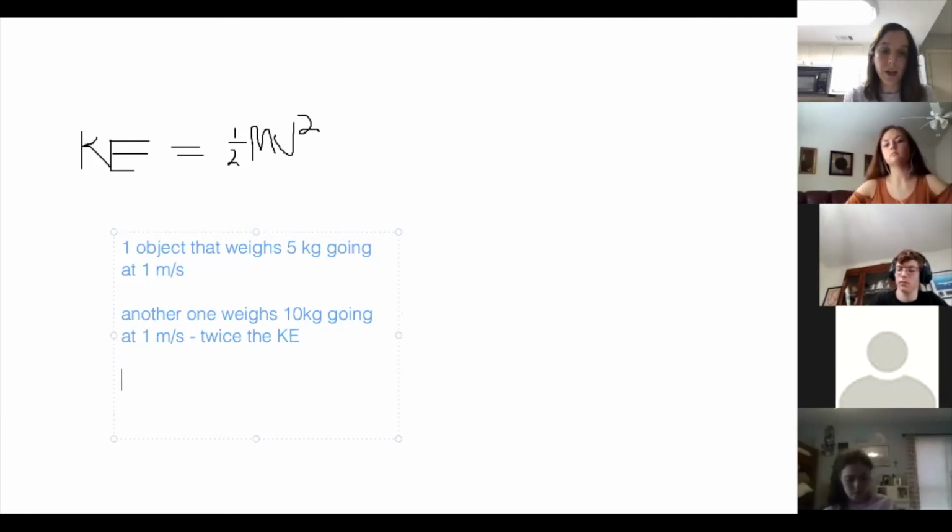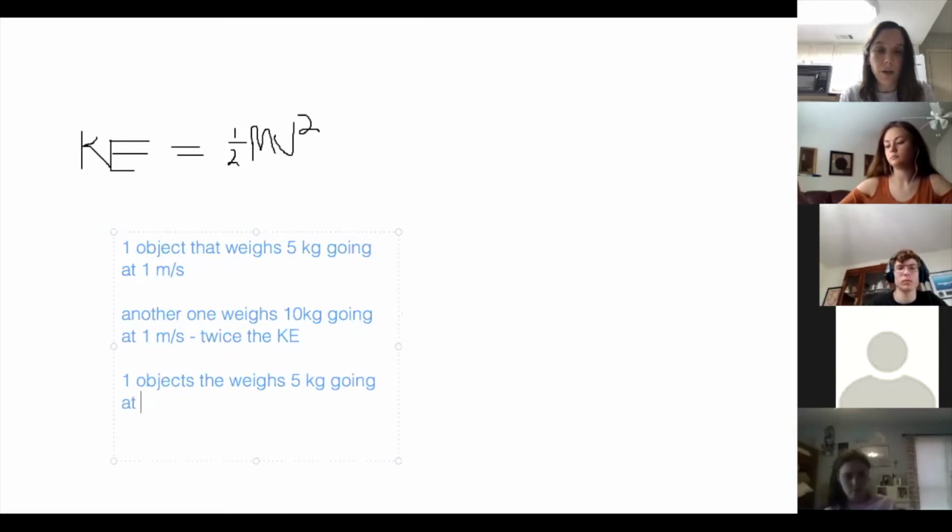What if instead you had one object that weighs 5 kilograms going at 1 meter per second?